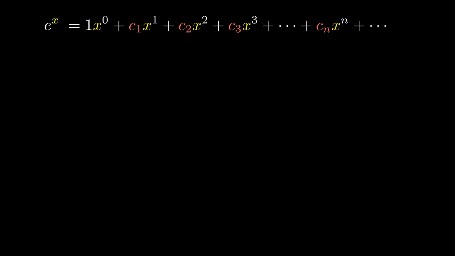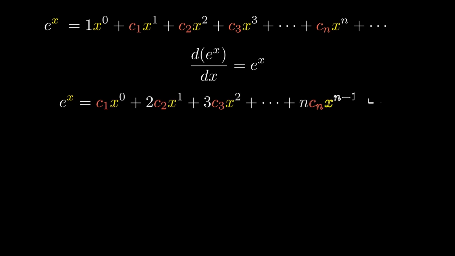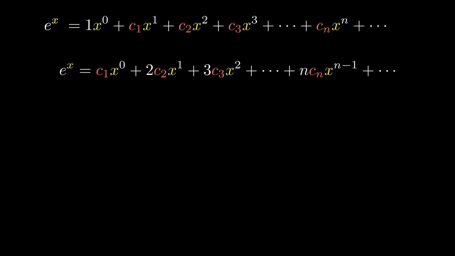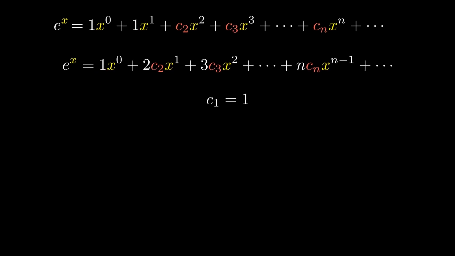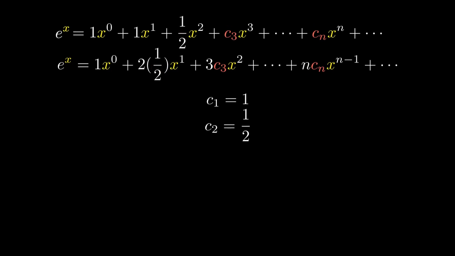If we differentiate both sides of the equation, we get e to the x equals c1 x to the 0 plus 2c2 x to the 1 plus 3c3 x squared, and so on, with the nth term becoming ncn times x to the n minus 1. We can equate coefficients to find the remaining constant terms. So c1 equals 1 from the x to the 0 term, 2c2 is equal to 1 from the x to the 1 term, so c2 is equal to a half. Looking at the x squared term, we get 3c3 equals a half, so c3 is equal to 1 over 6.